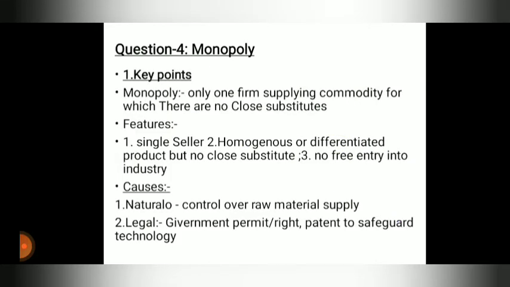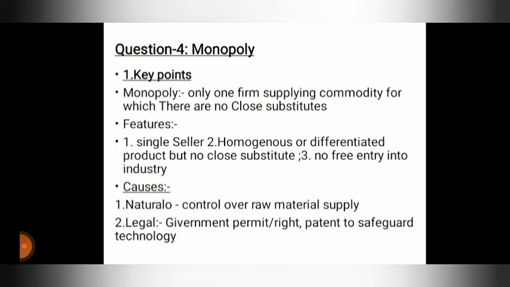Then we are coming to the fourth question, which is related to monopoly. It asks us to explain monopoly, conditions which lead to monopoly, and pricing and output decision of a monopolist firm. So what is monopoly? Here it is a market structure where only one firm supplies a commodity for which there are no close substitutes.